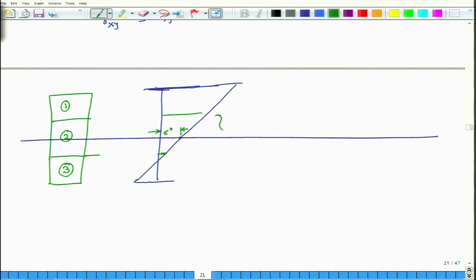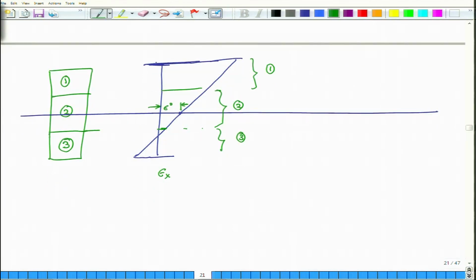And we have to get an idea that this is my region for layer 1, this is my region for layer 2, and this is my region for layer 3. We have to draw similar graphs for all the strains: epsilon x, epsilon y, gamma xy. So, this is only for epsilon x. Similarly, I have to draw similar graphs for all the others.